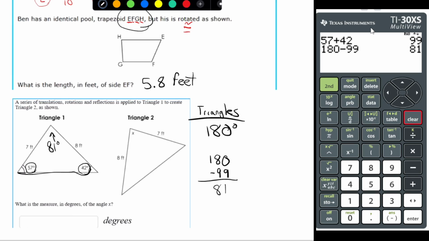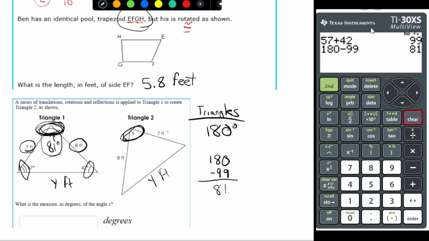Now a bit of notation here. The fact that this has 2 arcs and this has 1 and this has none means that these sides or angles are not congruent. So this 81 represents the angle between the 7 and the 8. Let's call this side length Y feet. So here's 7, 8. That would mean that this length would be Y feet. Your angle here between the 7 and 8 is the same angle as right here because it's between 7 and 8.